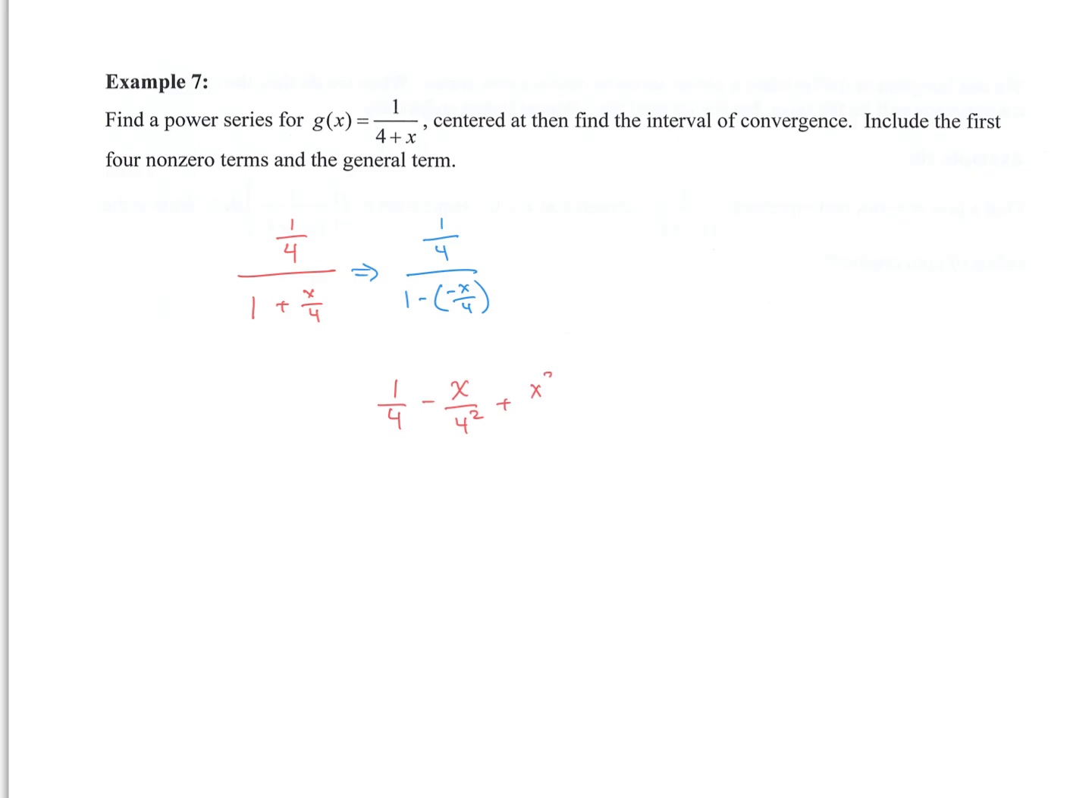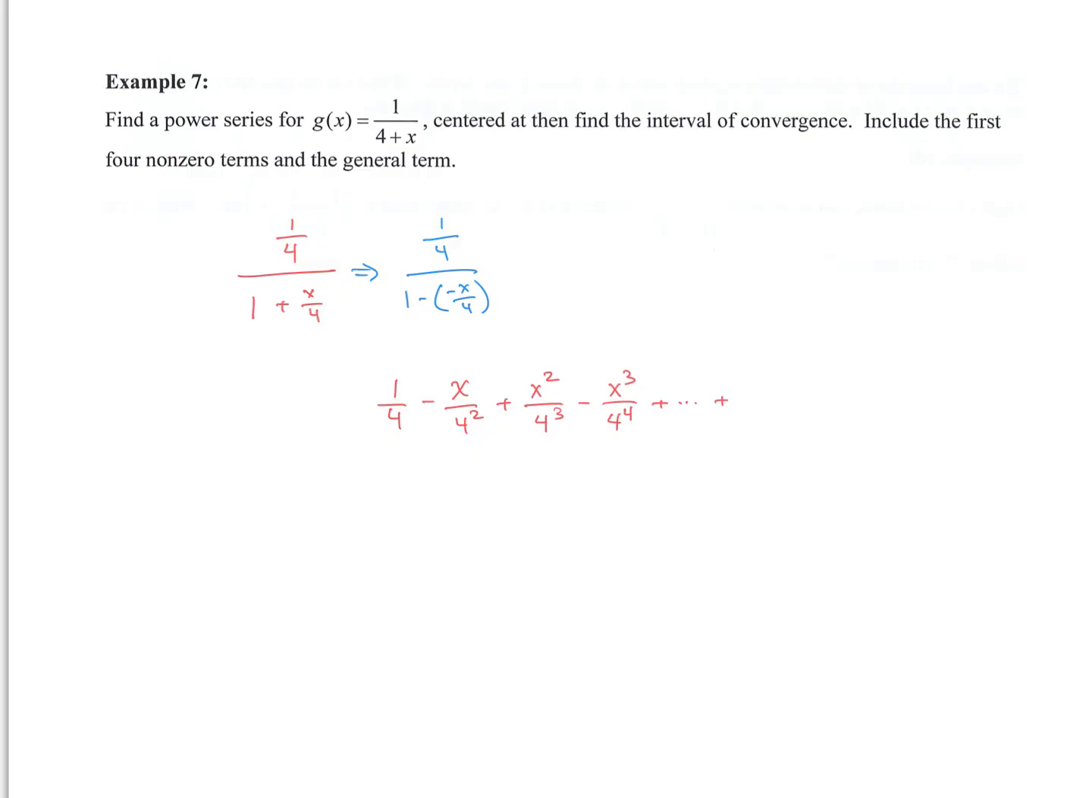Plus x squared over 4 cubed. Do you see why I'm doing this? Because now I'm going to the next one, and it's going to make my general term a lot easier to find. And so then minus what? x cubed over 4 to the 4th plus dot, dot, dot.